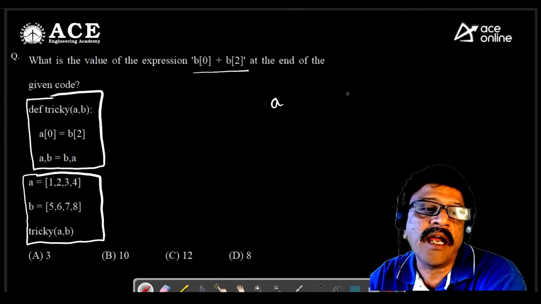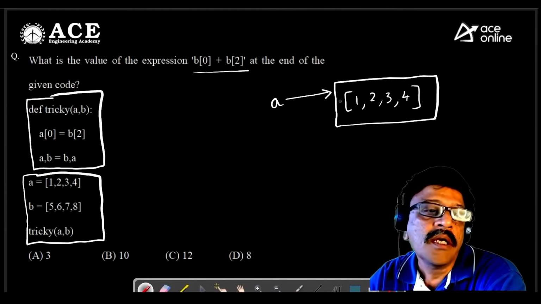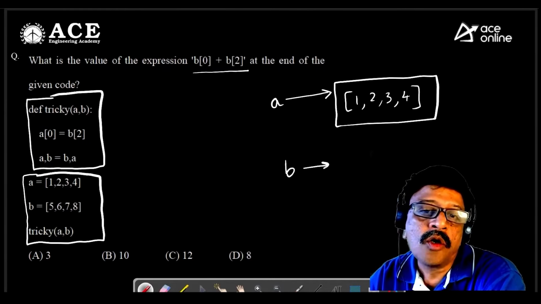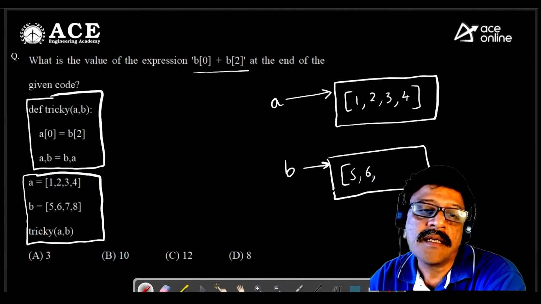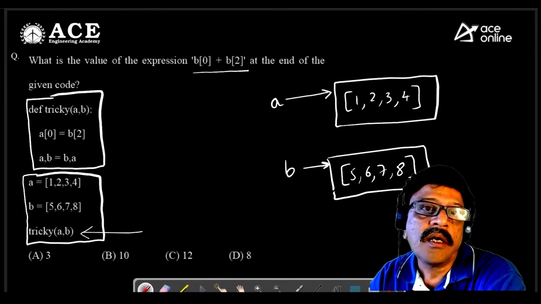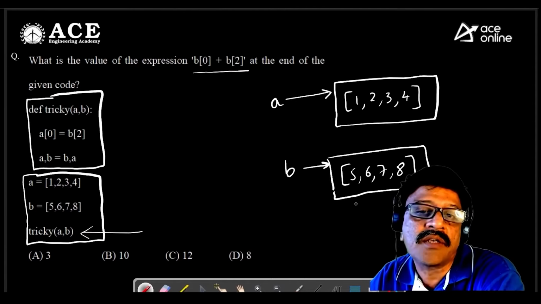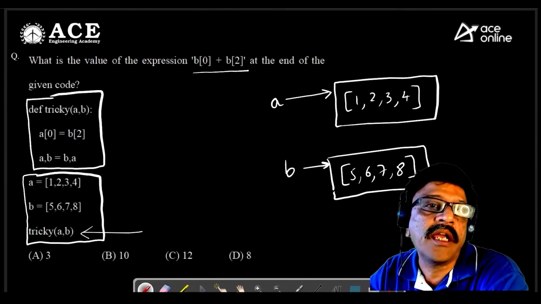So for our understanding, I am showing these two lists are stored in the memory somewhere as objects. This is a list object, and this reference A refers to this list. Similarly, B is referring to another list, that is an object of the list class, which is containing 5, 6, 7, 8. Now what we are doing in this line, you watch, tricky A comma B means we are passing references. We are not passing the entire object which contains 4 elements each. We are passing references to our function tricky.